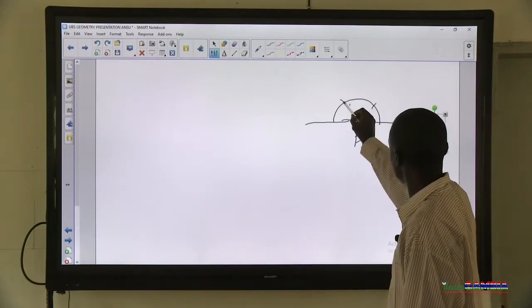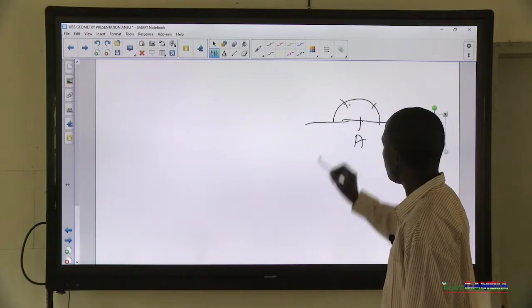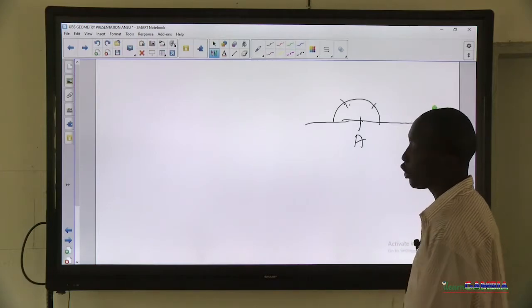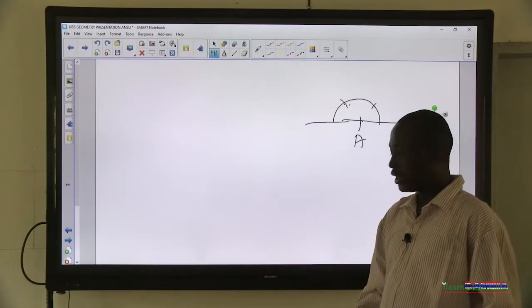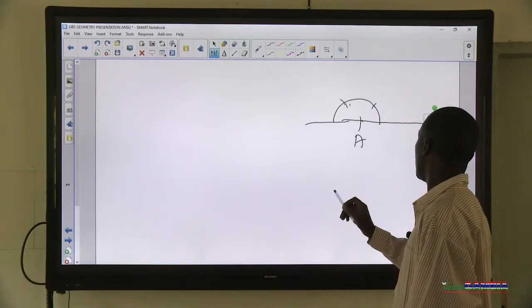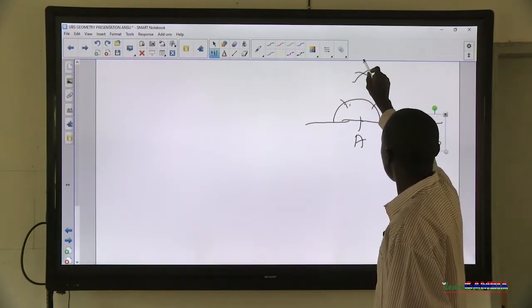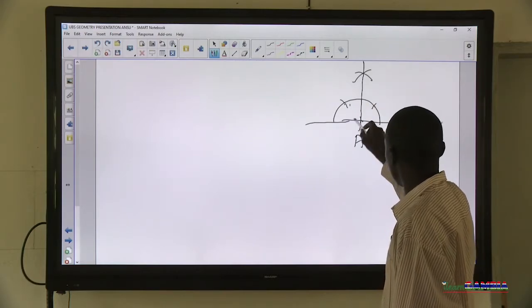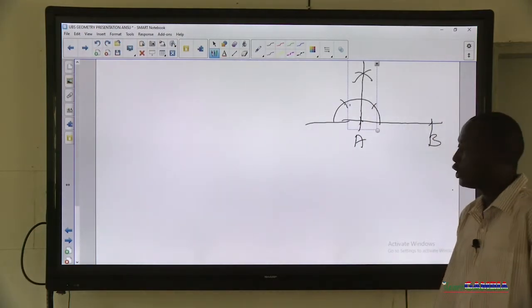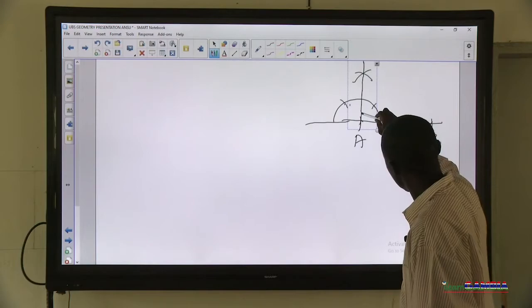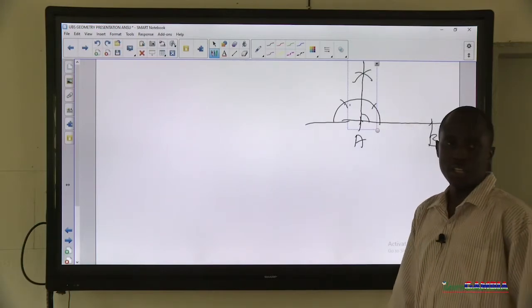So we bisect this. From this point to that point, we bisect that. That will give us the 30 degrees. So 30 plus 60 here, that is 90 degrees. If we bisect that, you have your perpendicular that way. So this angle that is here, that angle is 90.